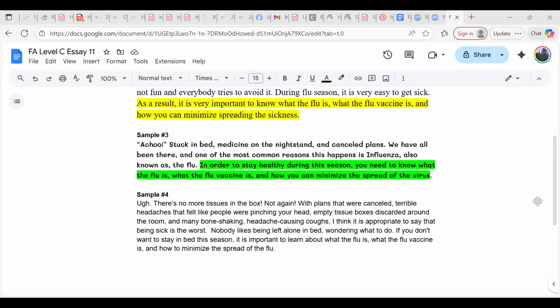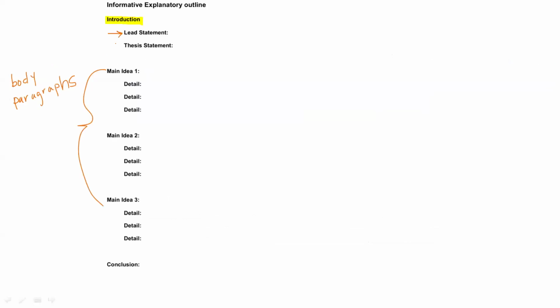So we have 4 samples here. All 4 samples include the parts that we were talking about earlier. So for your intro, you need a lead statement. And we went over some examples, right? It can be a strong statement with some facts. It can be a question. It can be a description. And then you need your thesis statement. And here I would add in the middle that you also need a little bit of background. So what are you talking about? What's your topic? It's influenza, right? And you can introduce it.